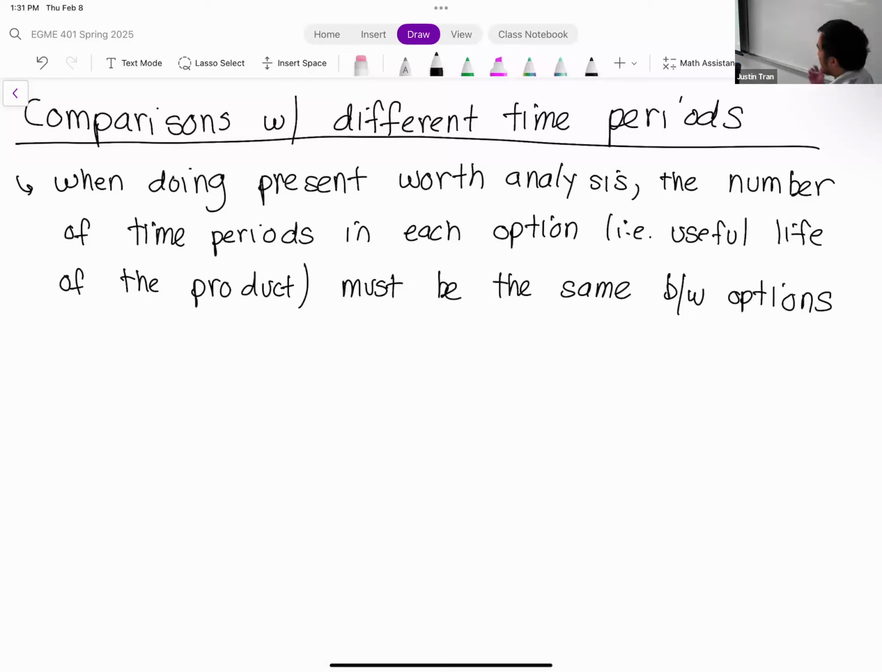Right. So you're comparing option A and option B, and you're using present worth analysis to compare them. They must have the same product lives in order for us to do that comparison, to be a fair comparison. But that doesn't always happen, right? If you're comparing different products, usually they have different specifications, and so one product may last longer than the other.